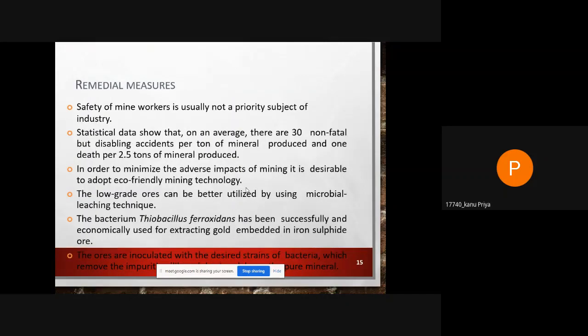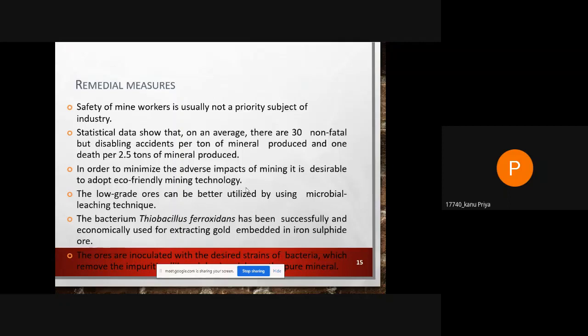So next is safety measures. The safety of mine workers is usually not a priority subject of the industry. The statistical data show that, on average, there are 30 non-fatal but disabling accidents per ton of mineral produced and 1 death per 2.5 tons of mineral produced.